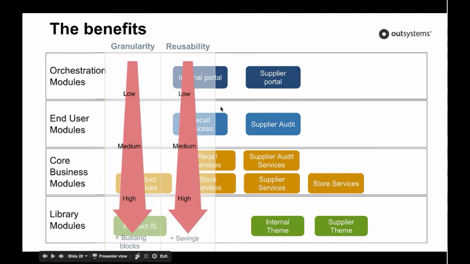And of course, the top 2 layers are not supposed to be reused. So you can read this here as 0 reuse. But on the bottom 2 layers, you have high reusability of library modules and medium reusability on the core business modules.